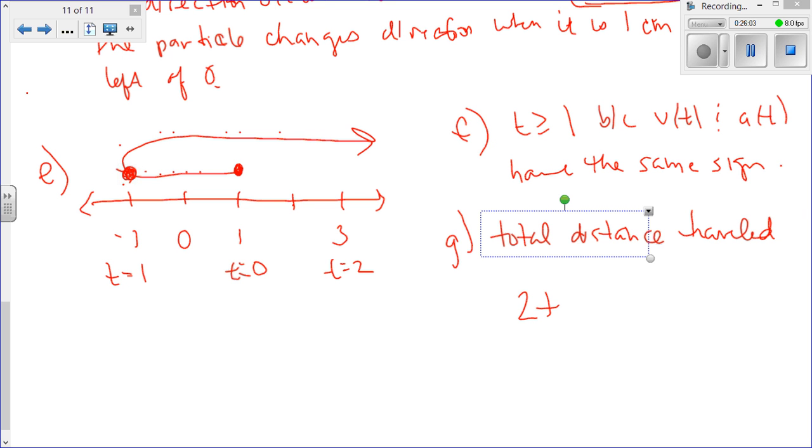Plus, let's see here. There goes my dog I told you about. When I go from t equals 1 to t equals 2, I'm going from negative 1 to 3, so that's 4 units. And our distance is actually centimeters, so 2 plus 4 is 6 centimeters.